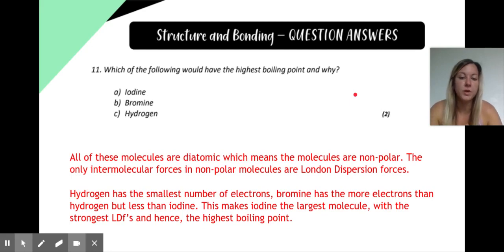You will get 1 mark for talking about how iodine has a greater number of electrons than bromine and hydrogen, and the other mark will come from stating that it has the strongest London dispersion forces and therefore the highest boiling point. That's where your 2 marks will come from.